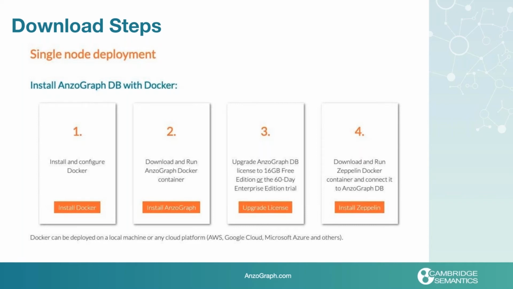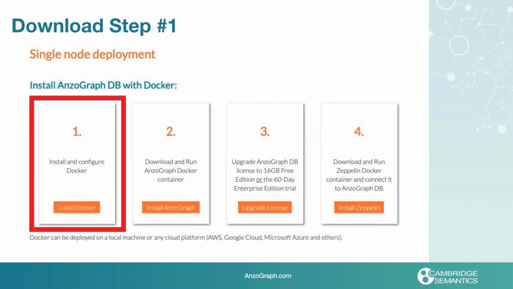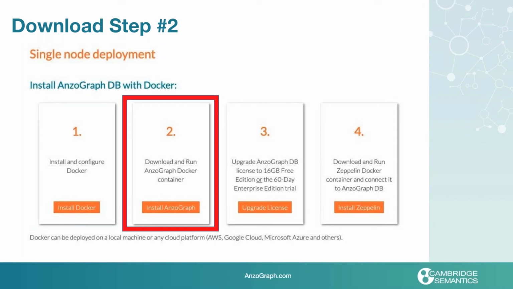So the first thing we'll do is install and configure Docker. I'm not going to walk you through all of that. The details are there in the documentation. We'll assume that you have Docker up and running. We'll talk a little bit about the configuration. Once that's done, we'll download and run the AnzoGraph Docker container. So this will be the database running inside a Docker container.